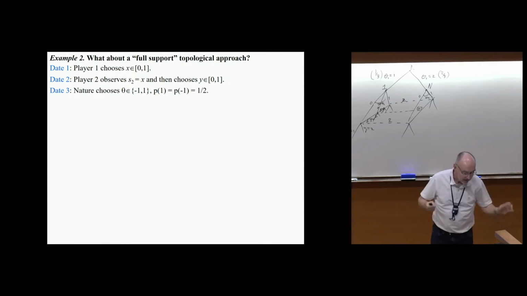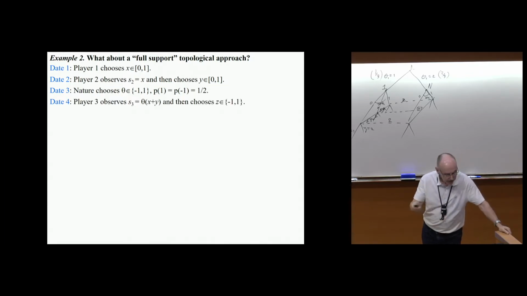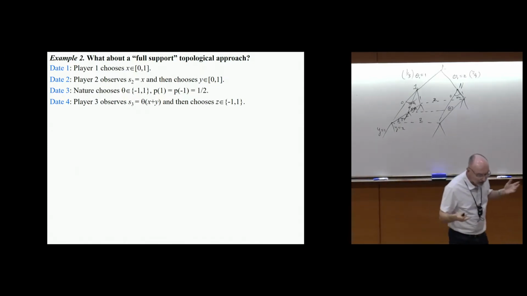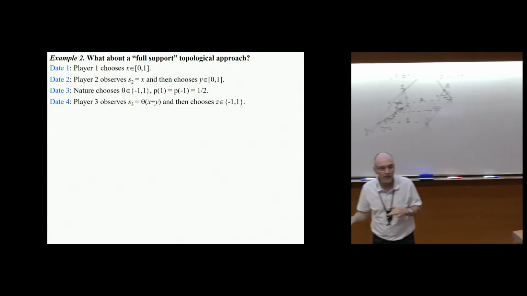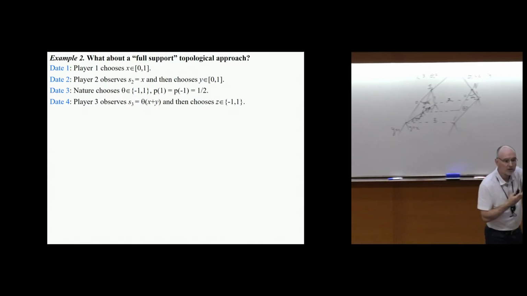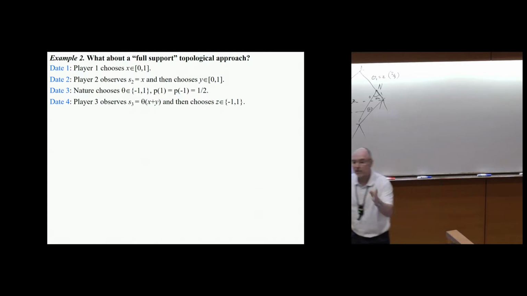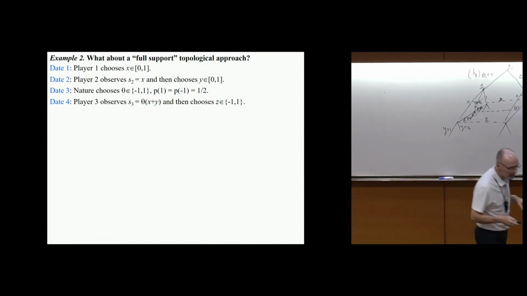Then there's nature. On date 3, nature chooses either -1 or +1, a discrete variable, equally likely, half-half. And then player 3 comes in. Player 3, you observe something. What do you observe? You observe the product of nature's choice, theta, and the sum of our choices, x plus y. So you observe theta times (x plus y). And then you choose either -1 or +1. Okay, so that's the game.